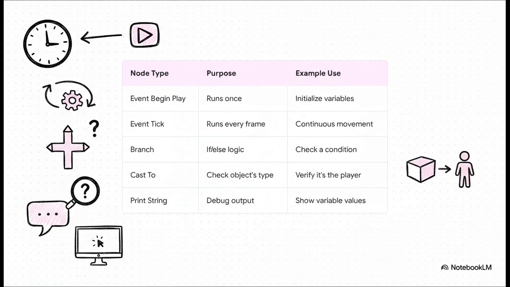You can think of this little table as your ultimate cheat sheet. You've got your main events, begin play, which runs once at the very start, and tick, which runs constantly. You've got your core logic, branch for making decisions, and cast2 for checking what you're bumping into, and finally, your #1 utility, print string for debugging. I'm telling you, if you master just these 5 nodes, you can build an incredible amount of stuff.